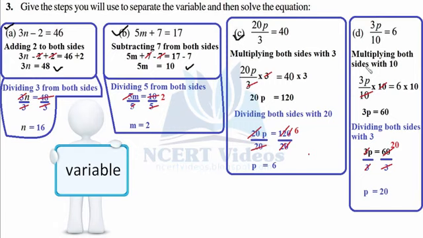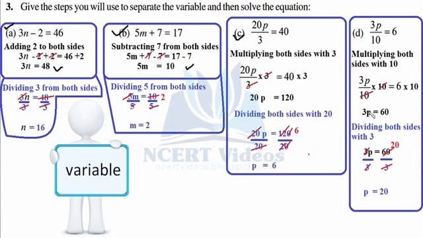Always bear in mind that you have to do it on both sides, because this doesn't change our actual value. If you do it on only one side, it will be wrong and your whole answer from that point of time will be wrong. Now 3p upon 10 into 10 equals 6 into 10 introduced, and the 10s cancel, 3p is left equal to 60. Now we have done half of the question.